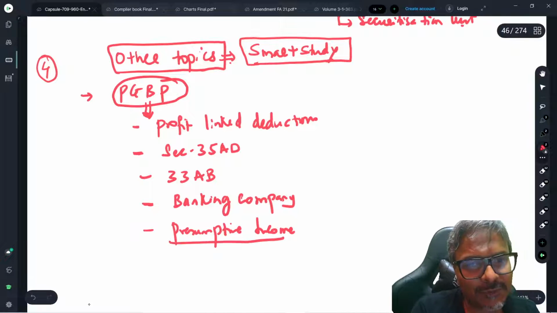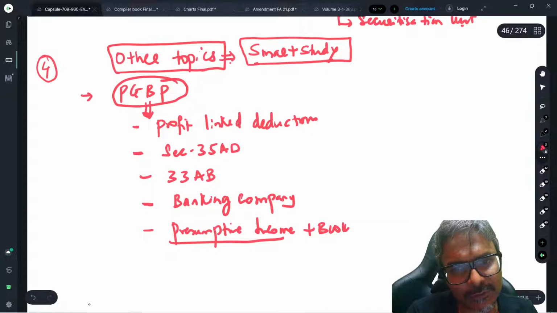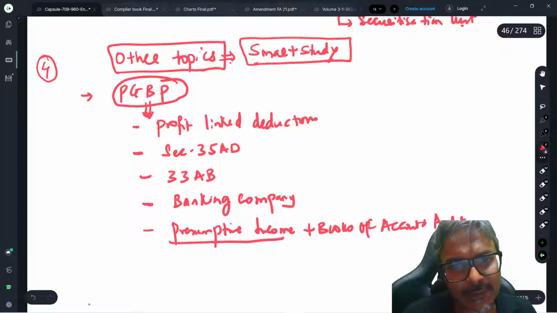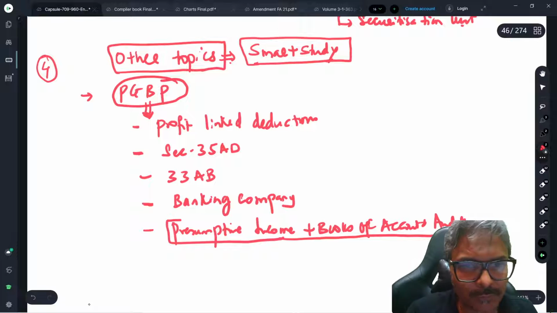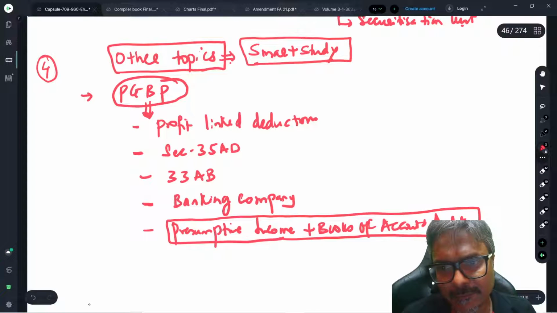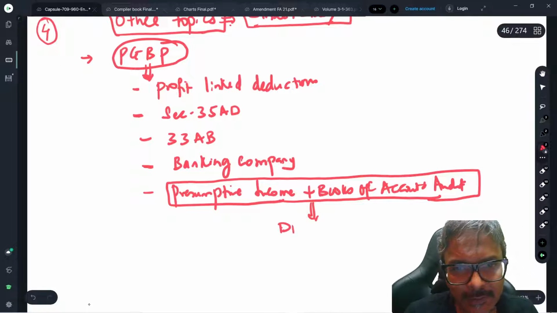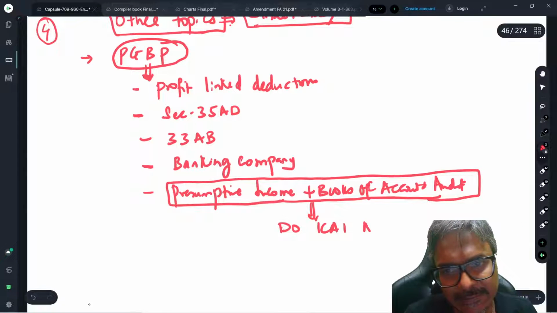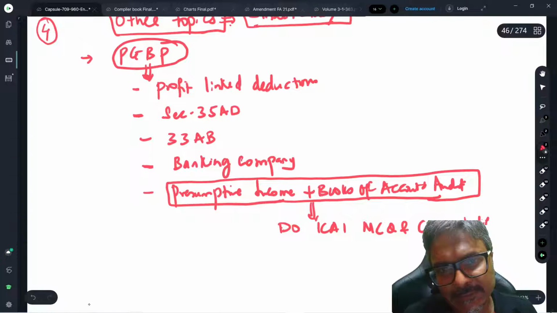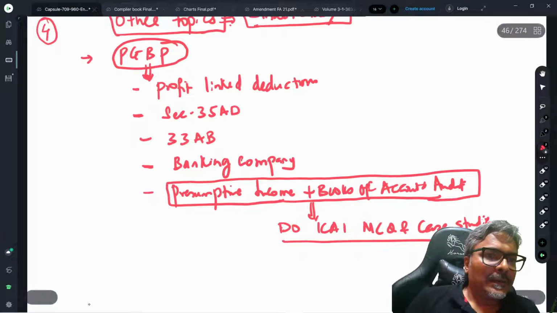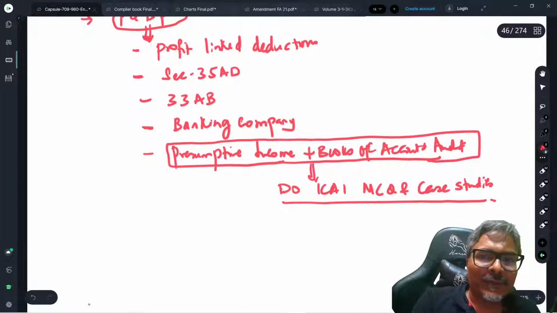Now, please understand one thing. In the case of presumptive income plus books of accounts, please be careful. Books of accounts and audit. My suggestion to all of you would be, over here, do ICI MCQ and case studies. Do ICI MCQ and case study without fail.